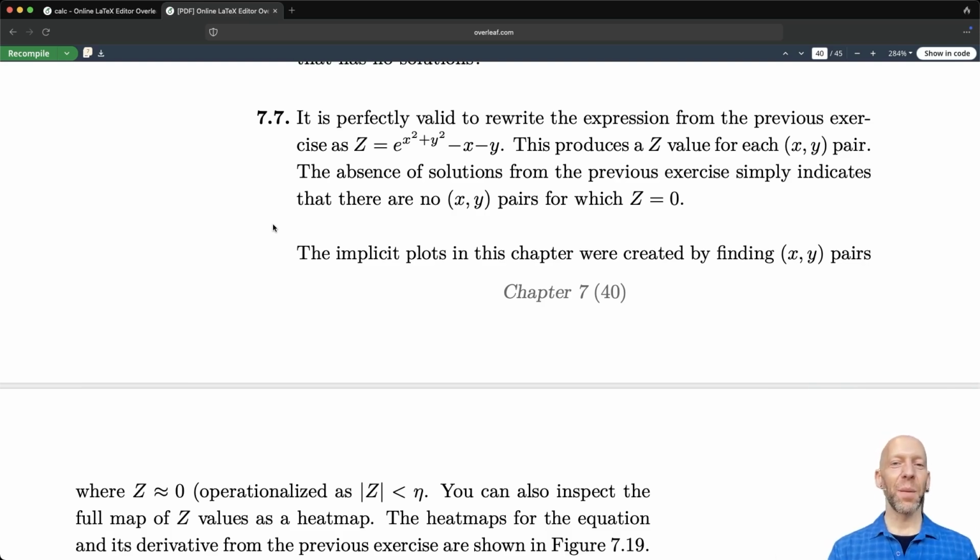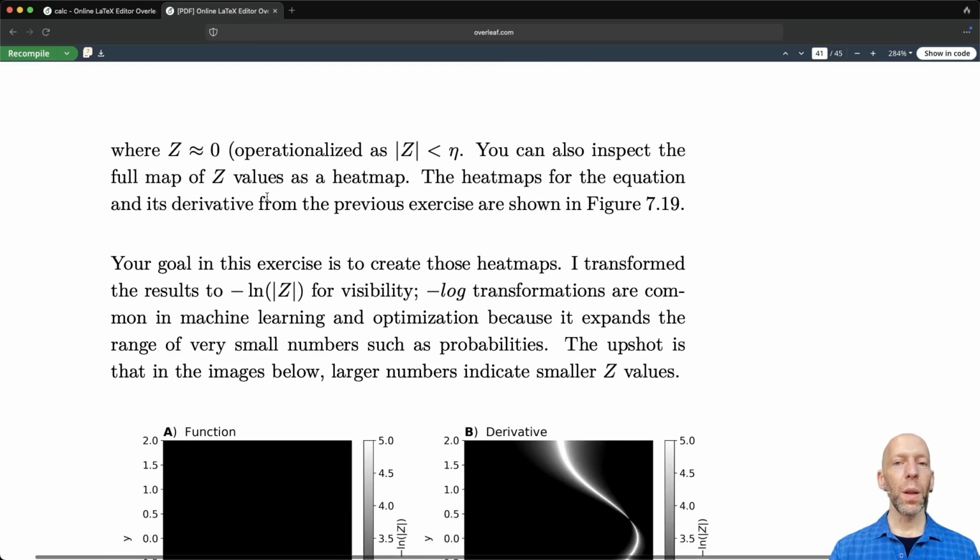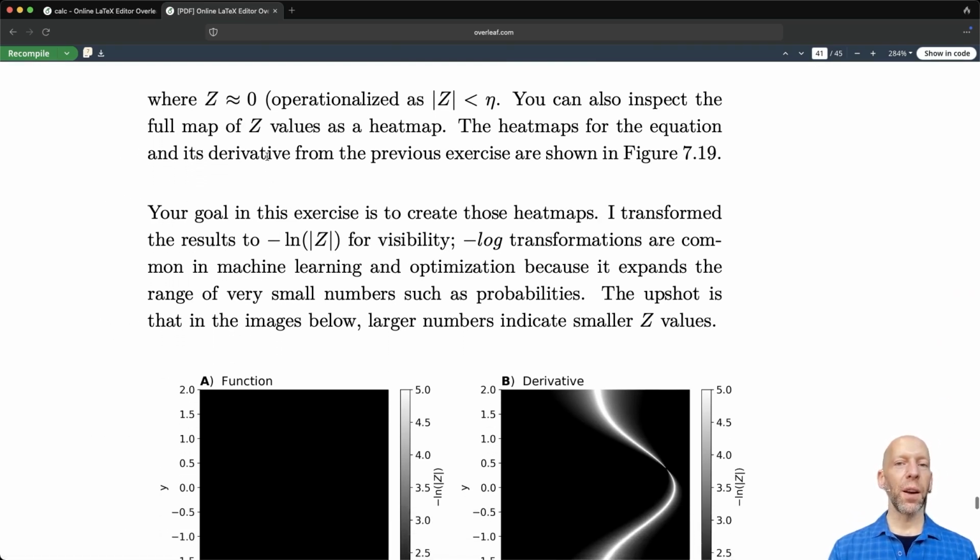So instead of thinking about z as only a sort of a trick for finding solutions to this equation, instead we are just treating this whole thing as a two-variable function set to z, and then we want to see what the values of z look like over different values of x and y. Okay, so that's basically the goal here. You want to calculate z again, or you can reuse z from the previous exercise, but now visualize all of z as a heat map instead of looking for only the specific xy pairs that make z approximately equal to 0, right? So this is what we did in the previous exercise, and now here we're just going to make an image of z as a heat map.